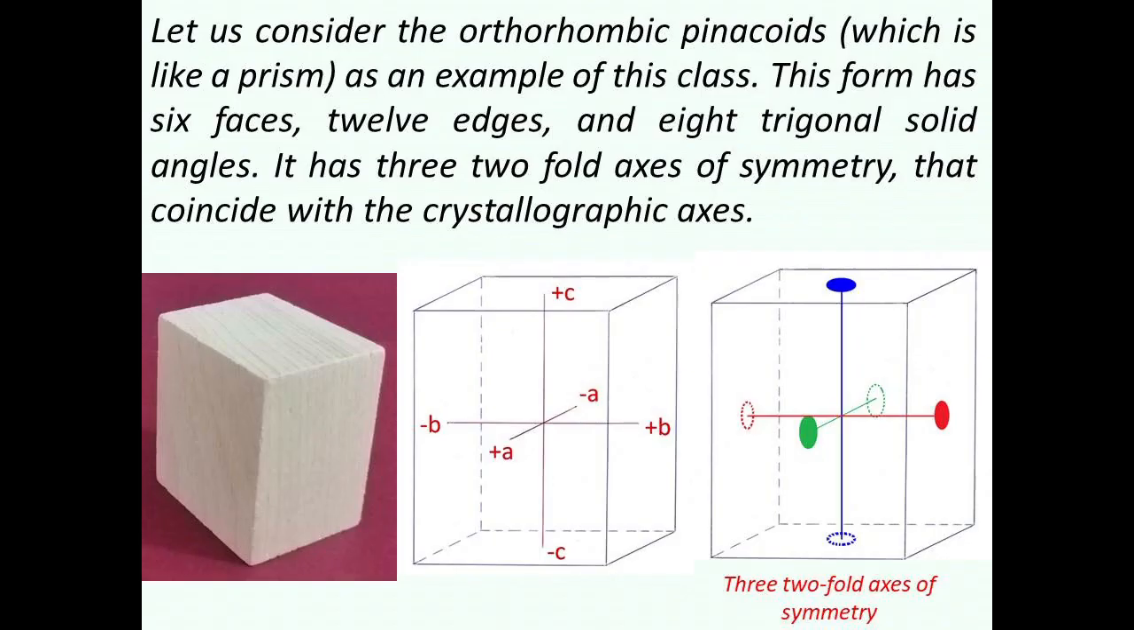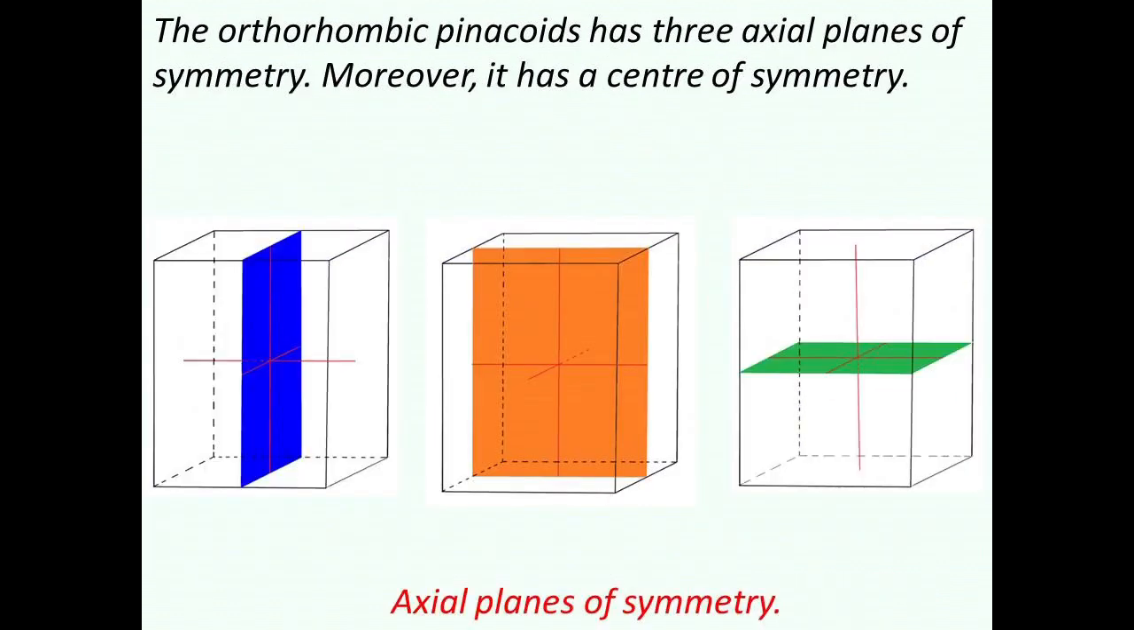Let us consider the orthorhombic pinacoids as an example of this class. This form has 6 faces, 12 edges, and 8 trigonal solid angles. It has 3 2-fold axes of symmetry that coincide with the crystallographic axis. The orthorhombic pinacoids has 3 axial planes of symmetry. Moreover, it has a center of symmetry.